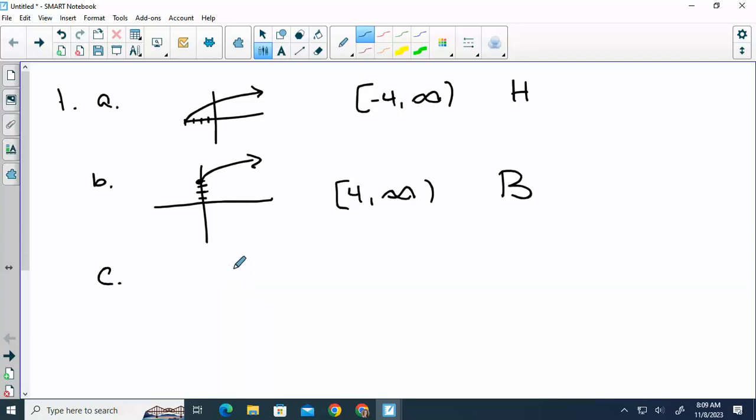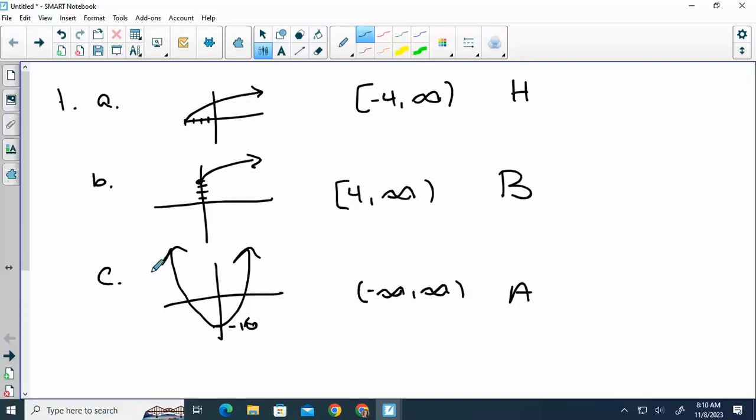So C, we know x squared is a parabola. What would the -16 do? So we have a parabola that's been shifted down 16. So there's my rough sketch. And then I want the domain, so domain is x. As you go from left to right, we are hitting everything. So that's -infinity to +infinity.